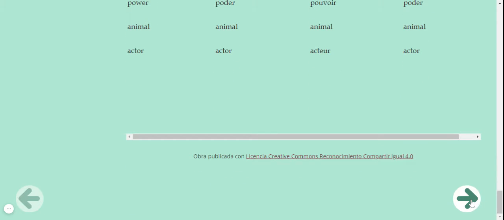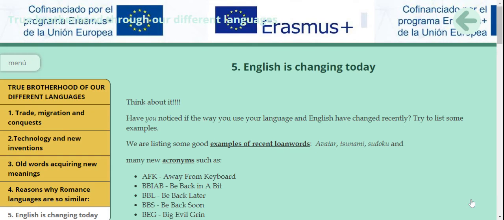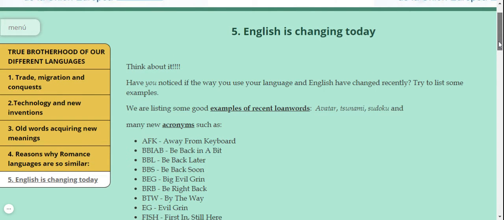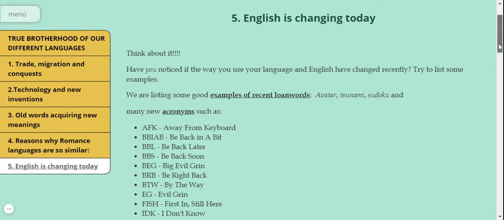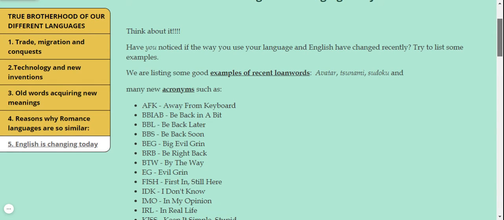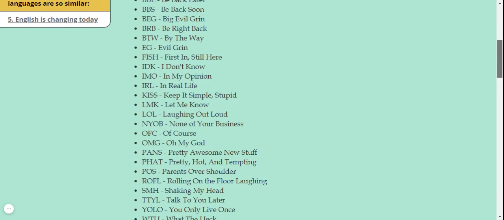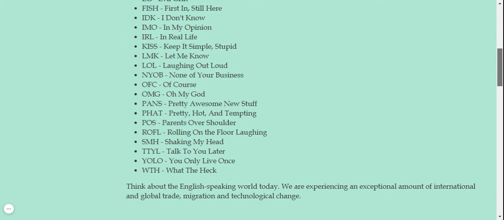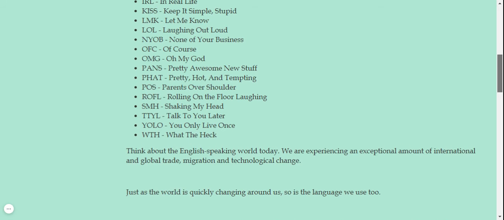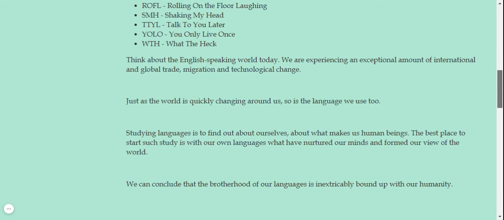Alright. Section 5. Today English changes too. We have listed some good examples of recent loanwords. Avatar, tsunami, Sudoku, and many new acronyms that most people share in all languages. The great amount of international global trade, migration, and technological change play crucial roles in our brotherhood and English shared languages.